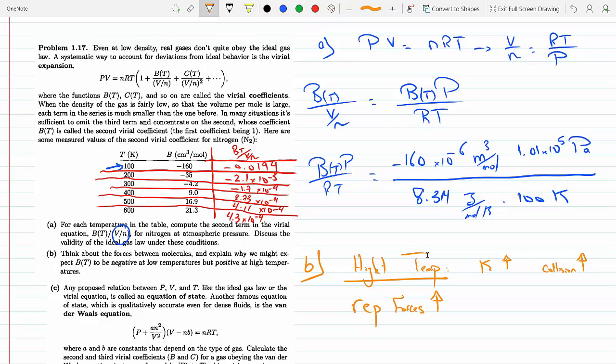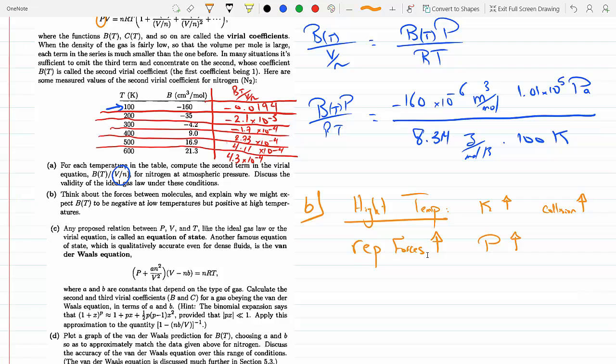And so what happens to the pressure of the gas? We know that pressure is force per unit area, so as they come close, the pressure of the gas would go up, and that means we would need P to be larger, and that's why these terms become positive, because they would just increase the value on the right hand side.